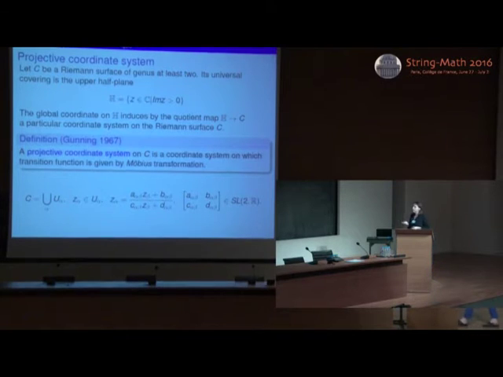A projective coordinate system on a Riemann surface is a coordinate system in which transition functions are given by Mobius transformations. And this is precisely what we mean by this. The connection between Z alpha and Z beta is done by an SL2R matrix. And in particular, on a projective coordinate system, the transition functions of the half canonical are linear. And this is something that we will use in the proofs.